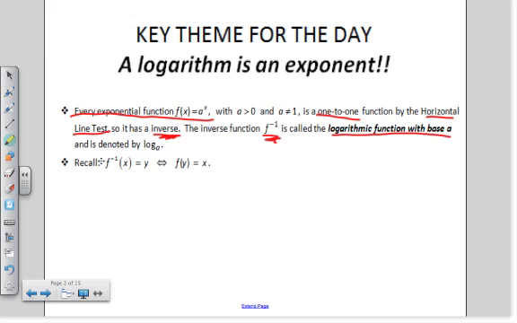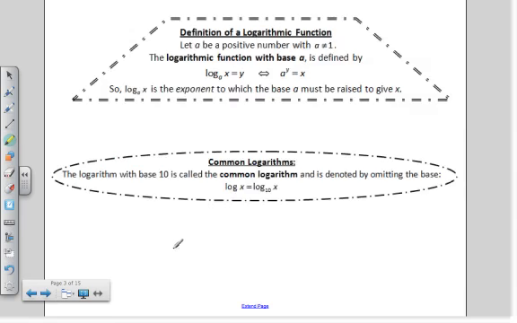Let's remember that if we have an x on an inverse function, it came from the y coordinate on the original function. And if we have a y on the inverse function, it was actually the x on the original function. So remember our x's and y's swap.